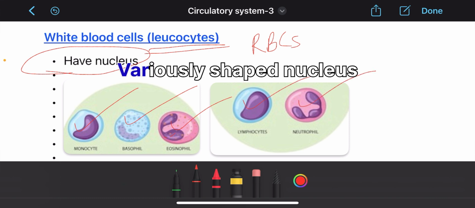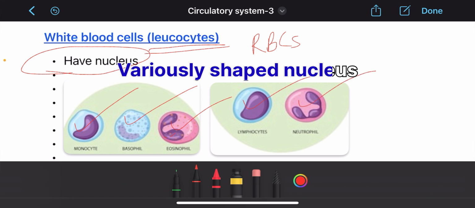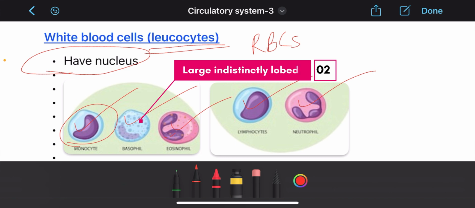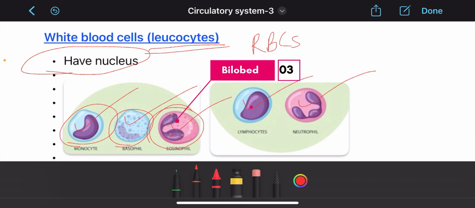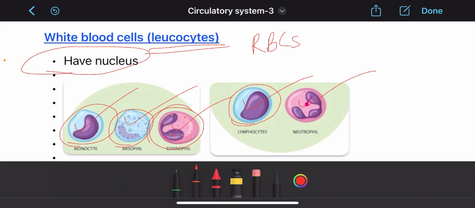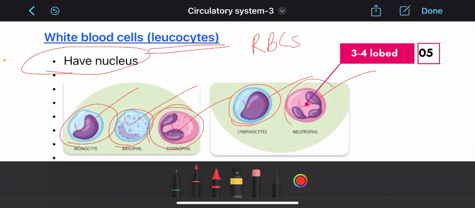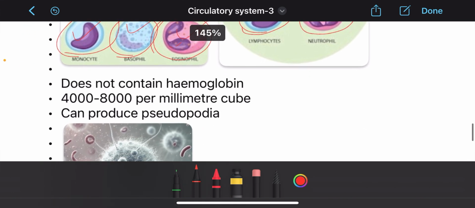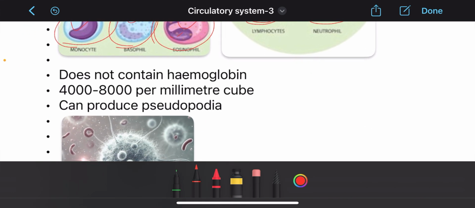All of them have variously shaped nucleus. Likewise, monocyte has a kidney shaped nucleus, basophils have a large indistinctly lobed nucleus, eosinophils have a bilobed nucleus, lymphocyte has a single large nucleus, whereas the neutrophils have a 3 to 4 lobed nucleus. Now the white blood cells are white in color due to the absence of a pigment, that is hemoglobin, which is otherwise present in the case of RBCs.